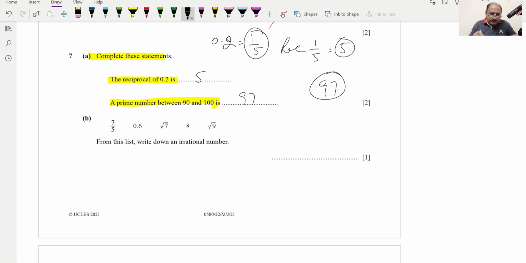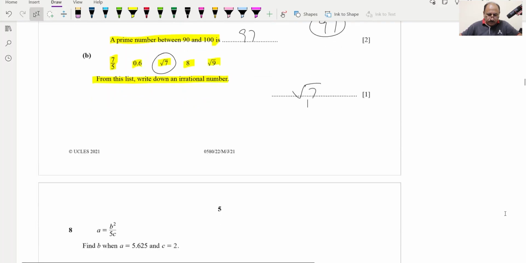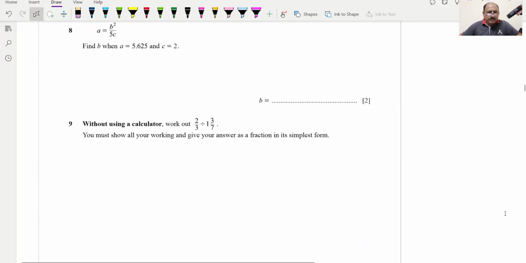Then comes B part: 7 by 5, 0.6, square root of 7, 8 and square root of 9. From the list, write down an irrational number. Rational numbers are the numbers which can be written in p over q format, and the numbers which cannot be written in p over q format are known as irrational numbers. So square root of 7 is an irrational number which cannot be written in p over q format. So we can move to question number 8.